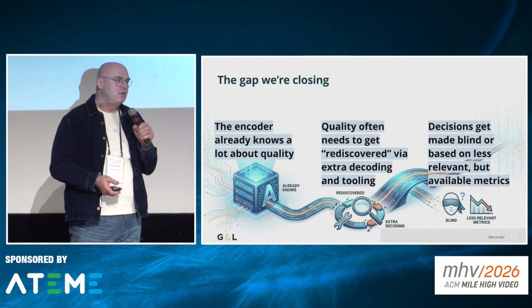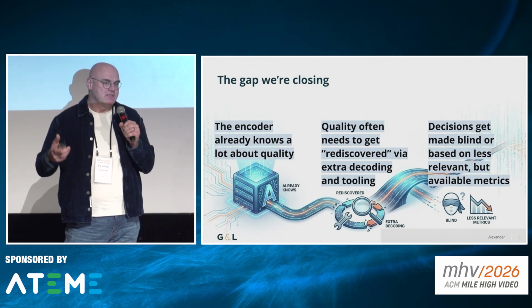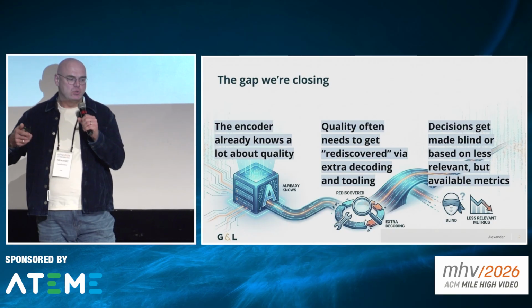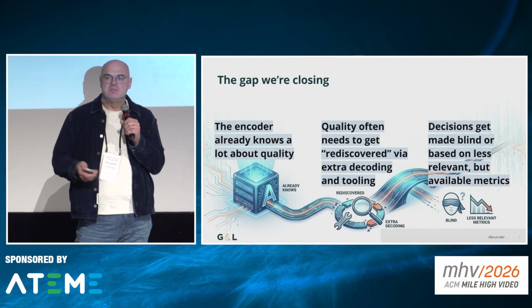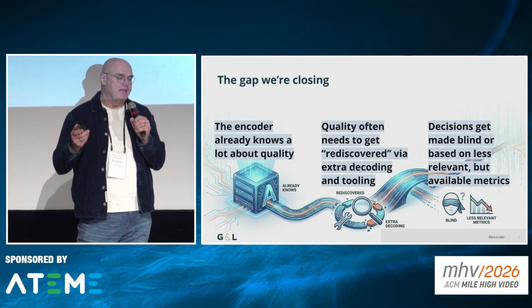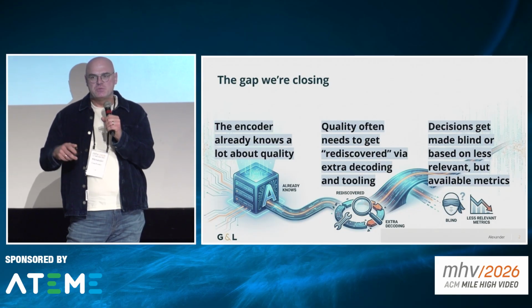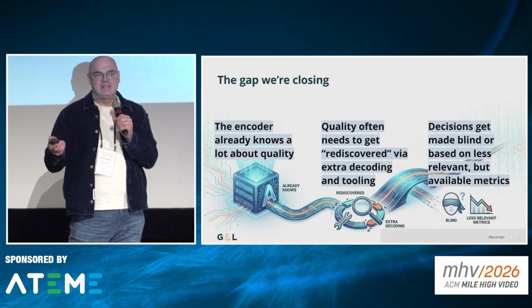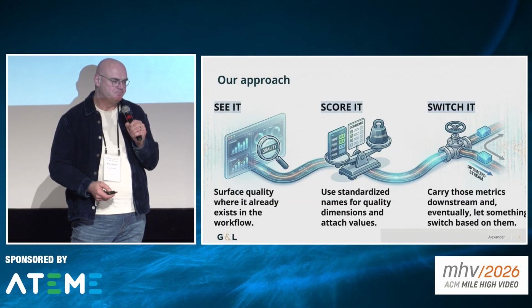The encoder knows a lot about the quality that it encodes, that it produces. But most of the time we try to rediscover it later in the chain. We have to decode, we have to use DRM keys to look into the quality, to make decisions based on quality. And as this is difficult, we often make decisions for switching between content on metrics that are not as good as they could be because we are losing that quality information before.